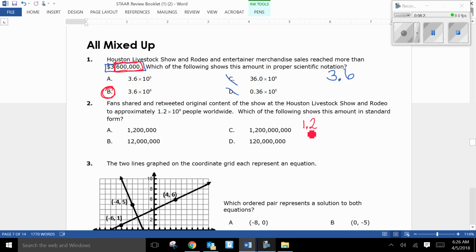I'll move my decimal 8 times. 1, 2, 3, 4, 5, 6, 7, 8. I like to box in, so I can count that there's actually 8. 1, 2, 3, 4, 5, 6, 7, 8. Okay, I'll place my commas in the correct place. So I have 120 million. So D would be my answer.